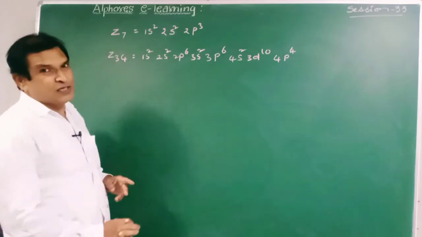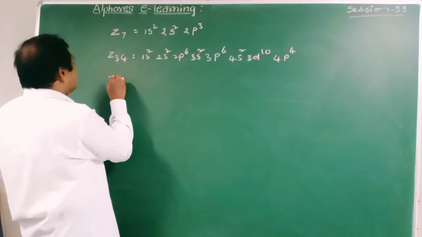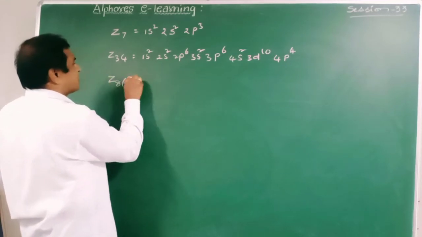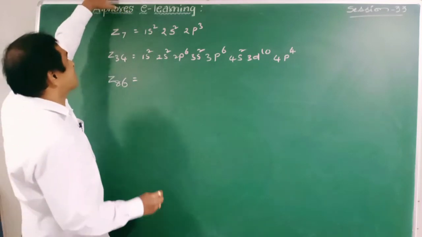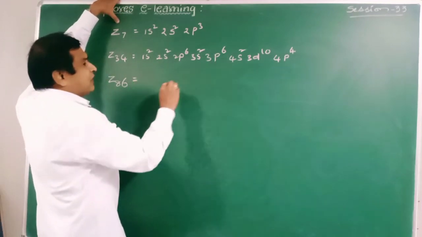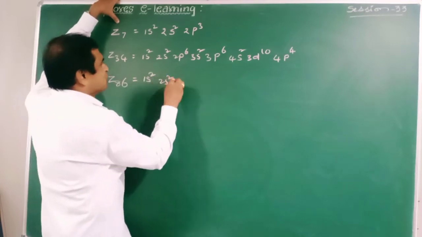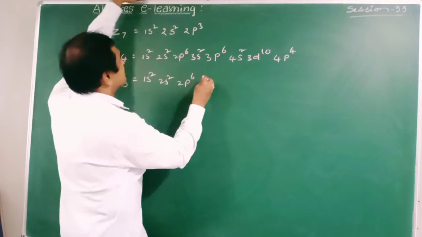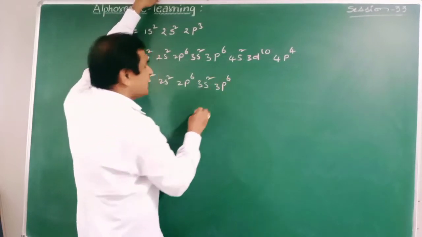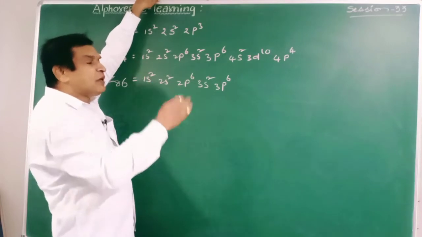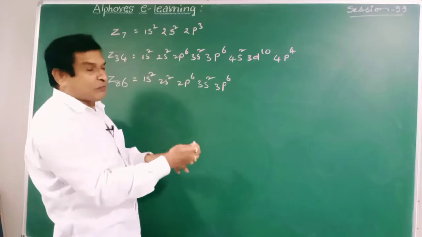Once again, let us take another one, a big one: the element with atomic number 86. Let us write the configuration of all these electrons. 1s2, 2s2, 2p6, 3s2, 3p6. You should read along with me the configuration according to the Aufbau principle. This is just for practice.